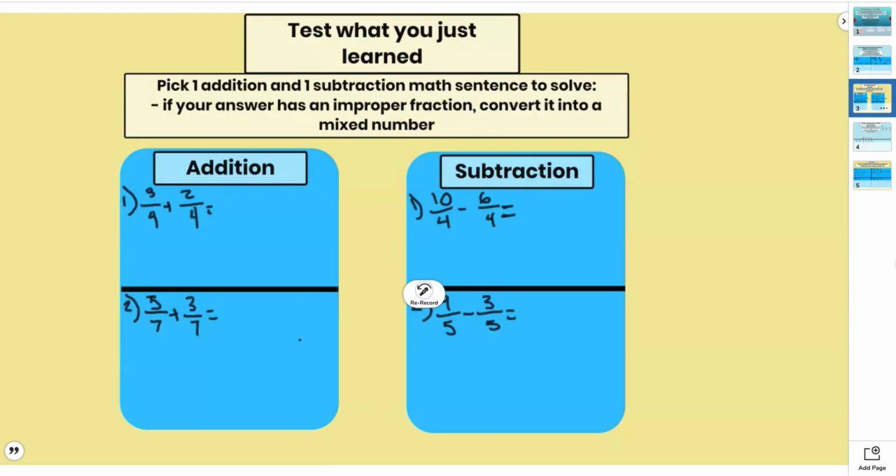All right, Jaguars, we're going to test out what you just learned. What you're going to do is pick one addition and one subtraction math sentence down below and solve it. If your answer has an improper fraction, convert it into a mixed number. This would be a good time to pause the video while you do some of the work.